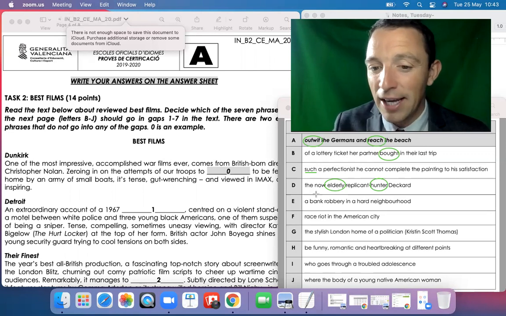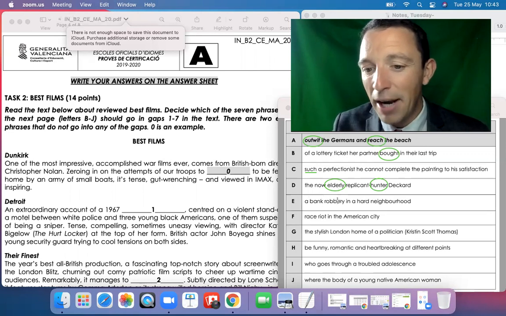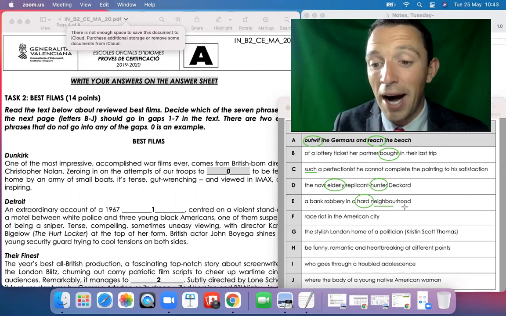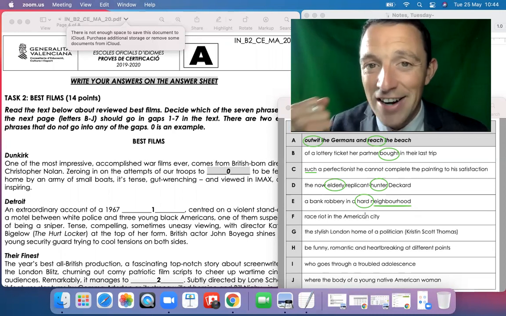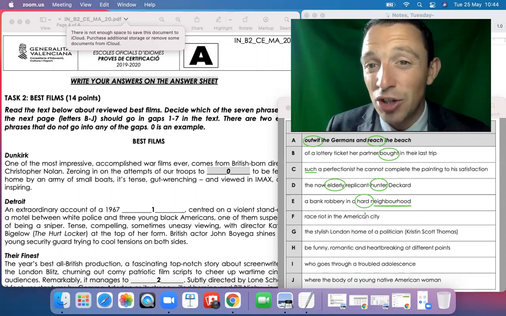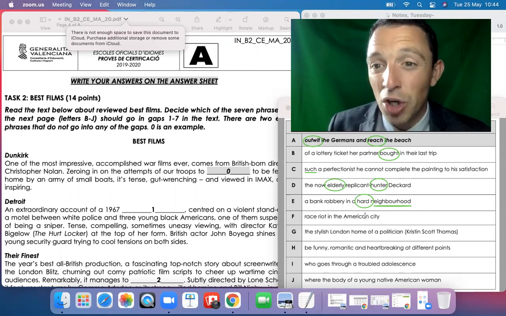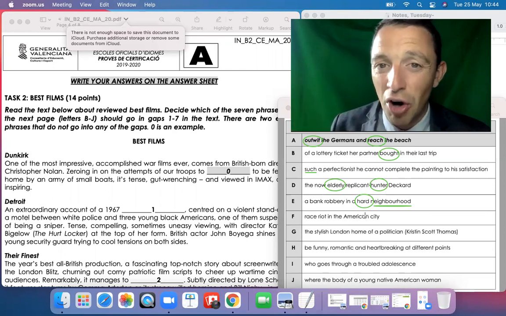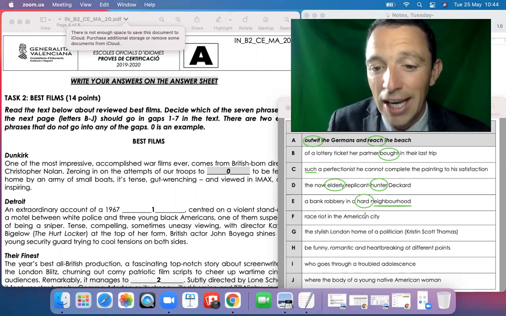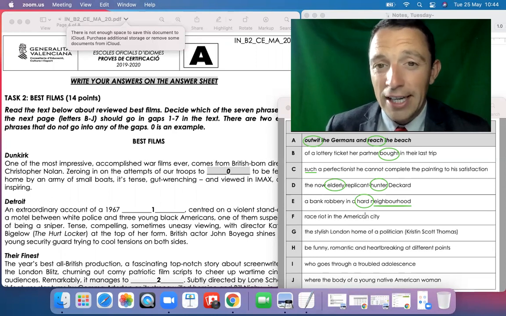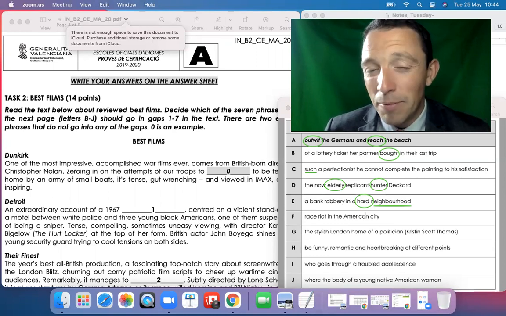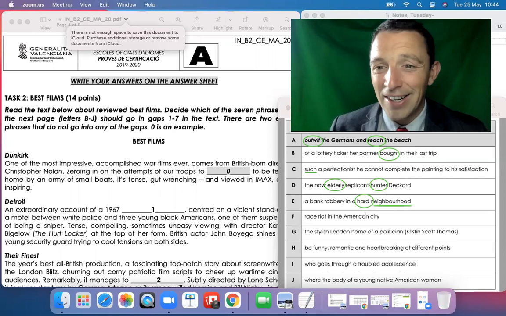Option E, a bank robbery in a hard neighborhood. So neighborhood is barrio in Español, like an area, you live in a neighborhood, and a hard neighborhood is a very strong, a very tough, a very difficult neighborhood. So a hard person is a very strong person, but a hard neighborhood is maybe very tough or very difficult or with a lot of problems, maybe a lot of social problems.